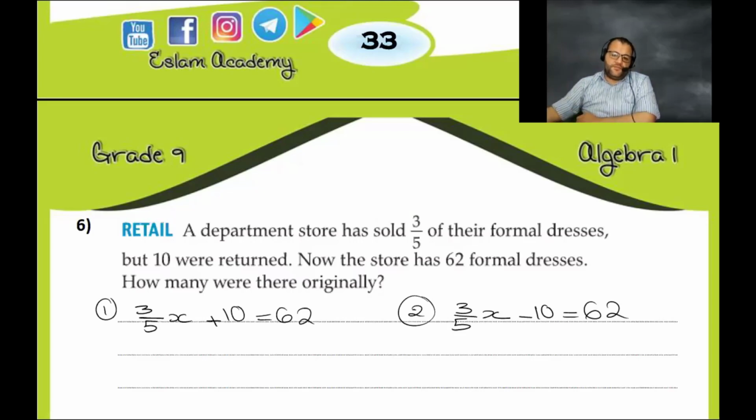Why does it say minus? The department store has sold 3 over 5 of the formal dresses. You got a point. Okay, never mind. We can explain it another way.